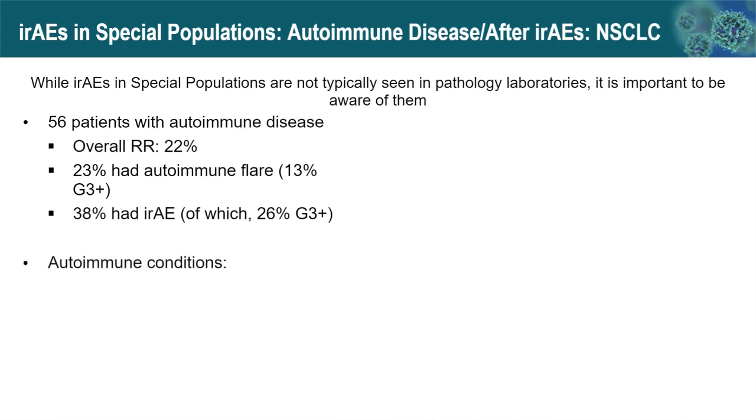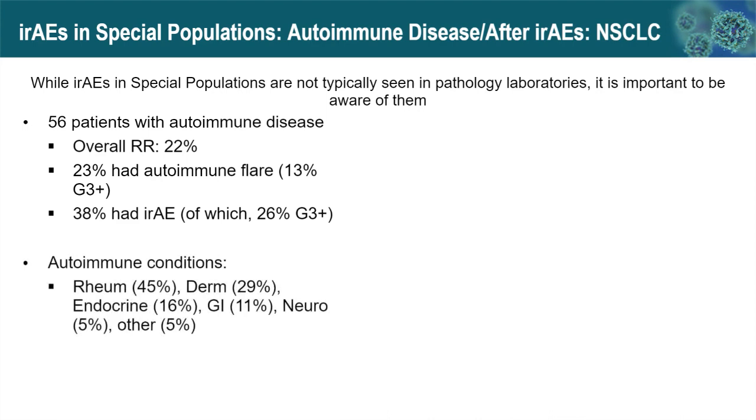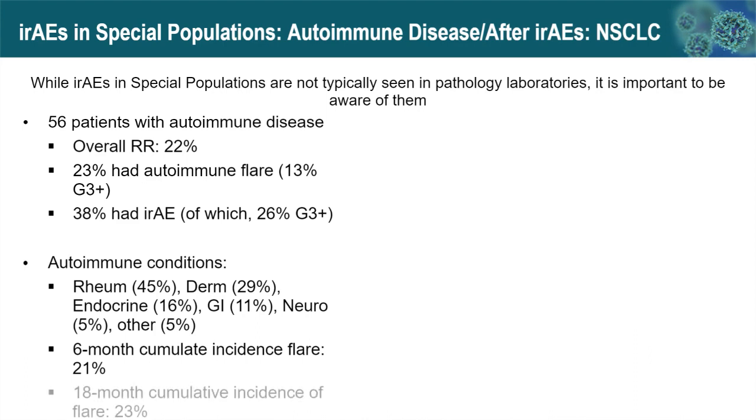So what were the autoimmune conditions that were included in this series? This included rheumatologic, dermatologic, endocrine, GI, neurologic, and other autoimmune conditions. This paper demonstrated that the 6-month cumulative incidence of an autoimmune flare was around 21%, and the 18-month cumulative incidence of a flare was around 23%.